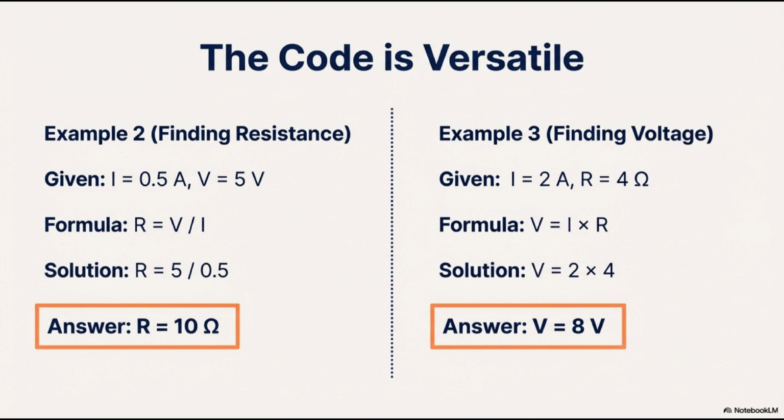More examples. Now another example. If voltage is 5 volts and current is 0.5 ampere, resistance will be 10 ohms. And if current is 2 ampere and resistance is 4 ohms, voltage will be 8 volts. Just apply the formula carefully.